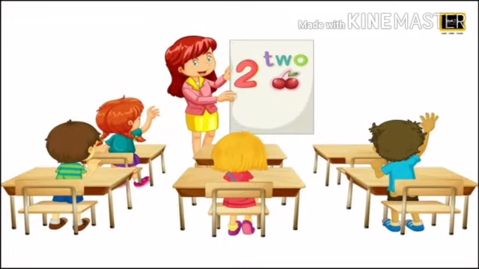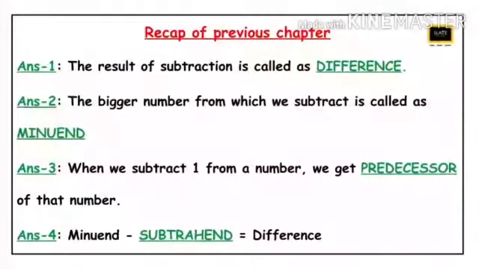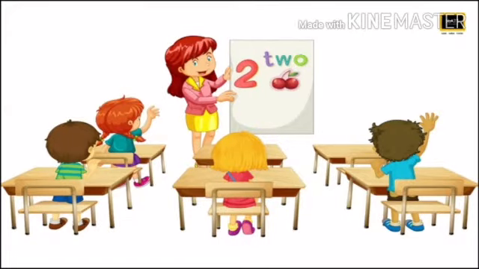Now let's check your answers. First answer. The result of subtraction is called difference. Second answer. The bigger number from which we subtract is called minuend. Third answer. When we subtract 1 from a number, we get the predecessor of that number. Fourth answer. Minuend minus subtrahend is equal to difference. I am very sure you all have got the right answers.